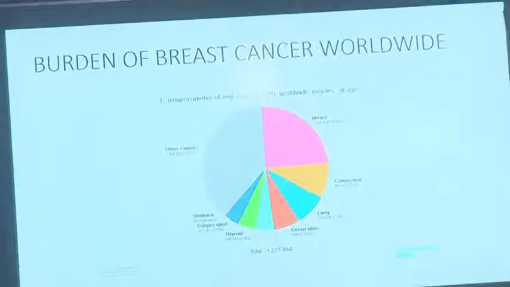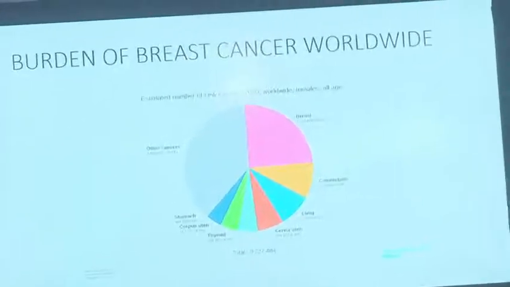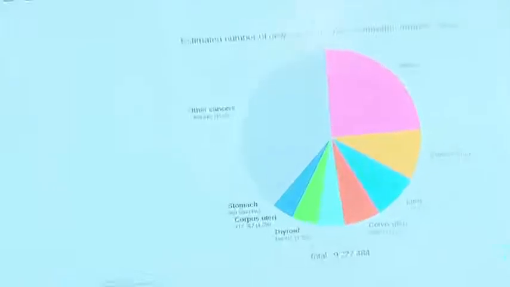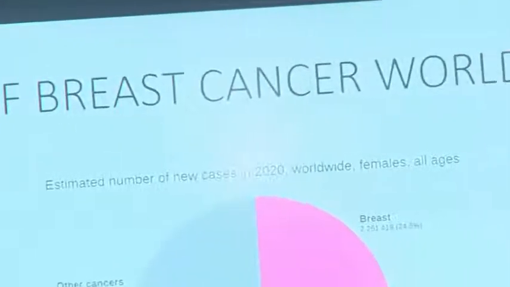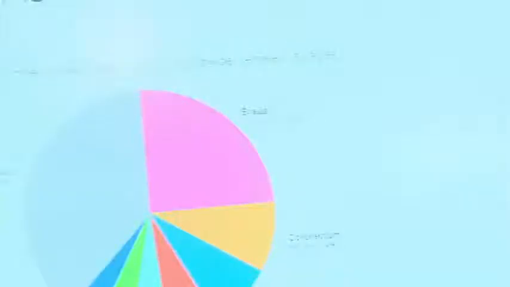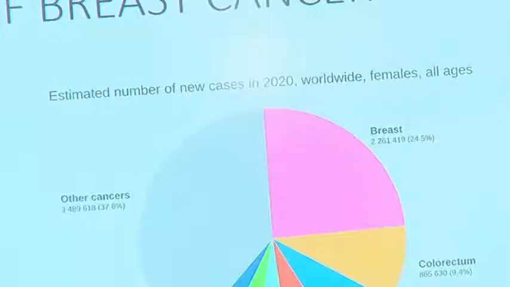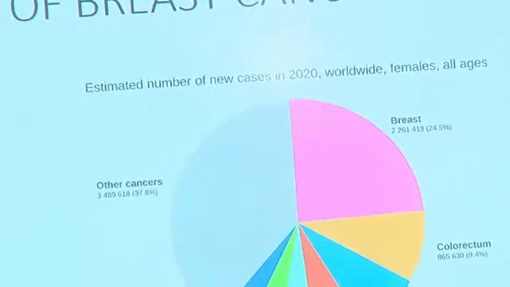You can see that breast cancer is one of the common cancers worldwide. It's accounting for 24.5% of the total amount of cancers that we have worldwide. That pie chart is trying to show us how breast cancer is so widely affecting women. It's one of the common cancers and one of the common killers of many women, if not detected early.